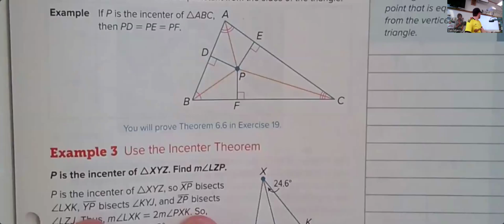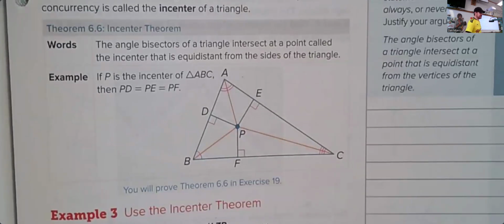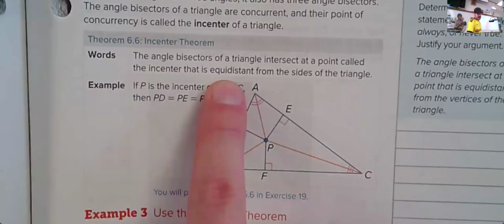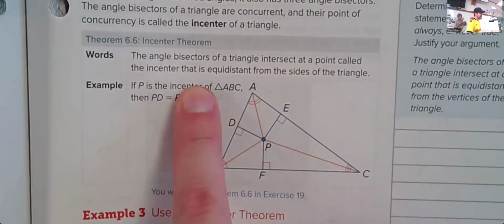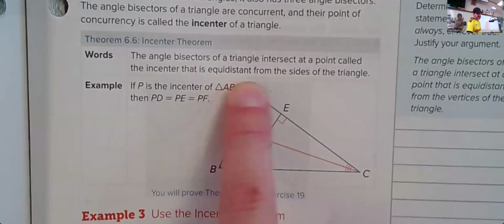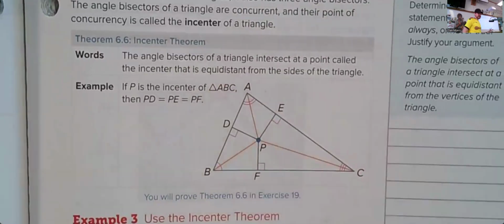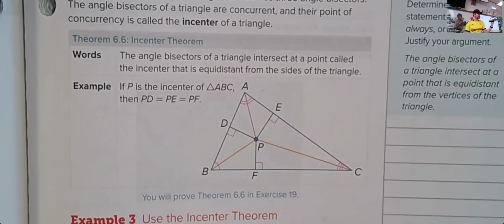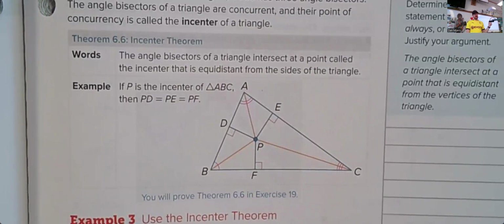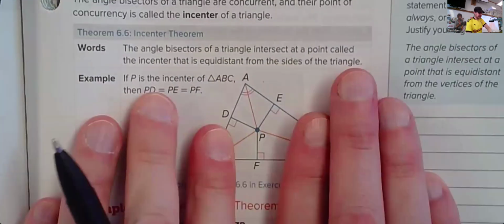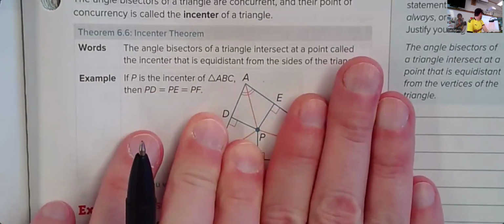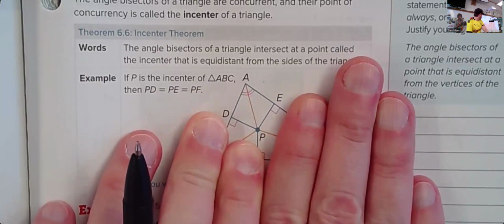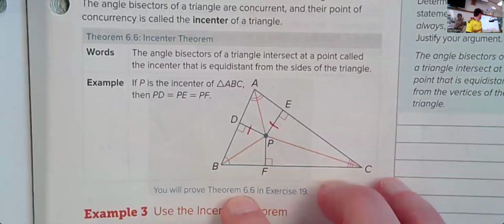So here we go. Another theorem. The incenter theorem says the angle bisectors of a triangle intersect at a point called the incenter, and that point is equidistant from the sides of the triangle, which is exactly what we just saw with angle bisectors a moment ago, but now we're talking about three angle bisectors within a triangle. If you focus on just angle A being cut in half by AP, that means that the distance from P to D is the same as from P to E. So those two segments are congruent.